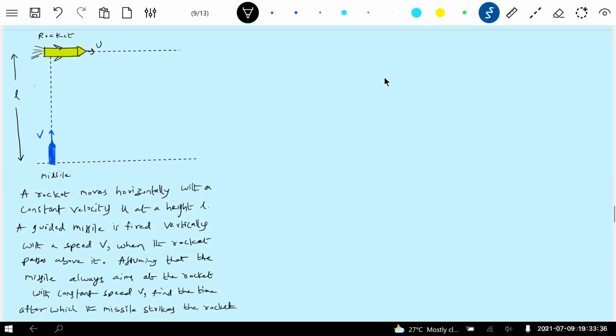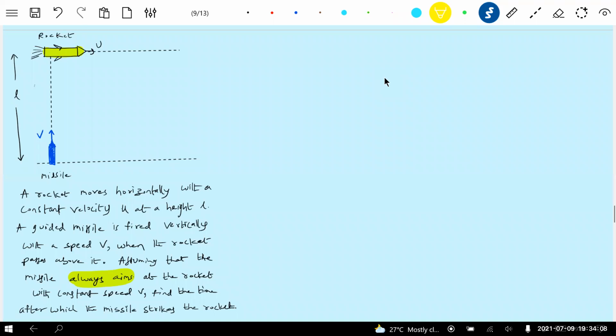A rocket moves horizontally with a constant velocity u at a height L. A guided missile is fired vertically with a speed v when the rocket passes above it, assuming that the missile always aims at the rocket with a constant speed v. Find the time after which the missile strikes the rocket.